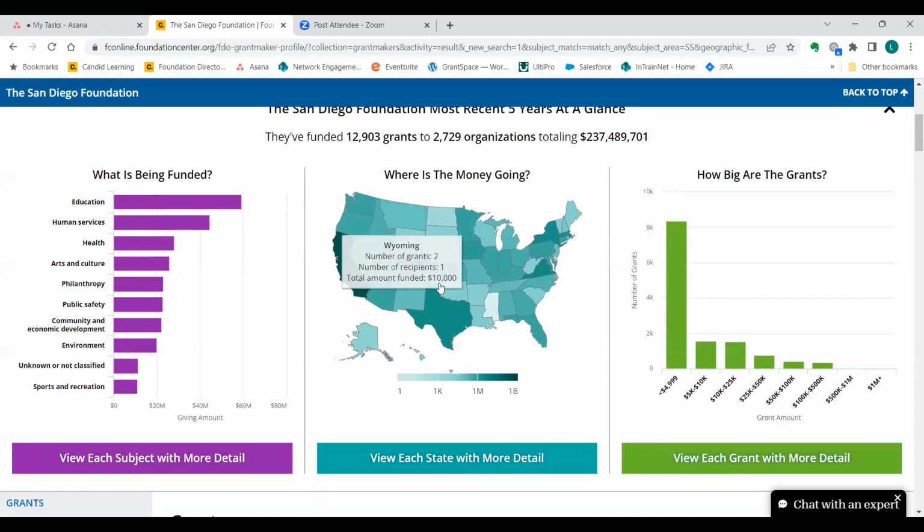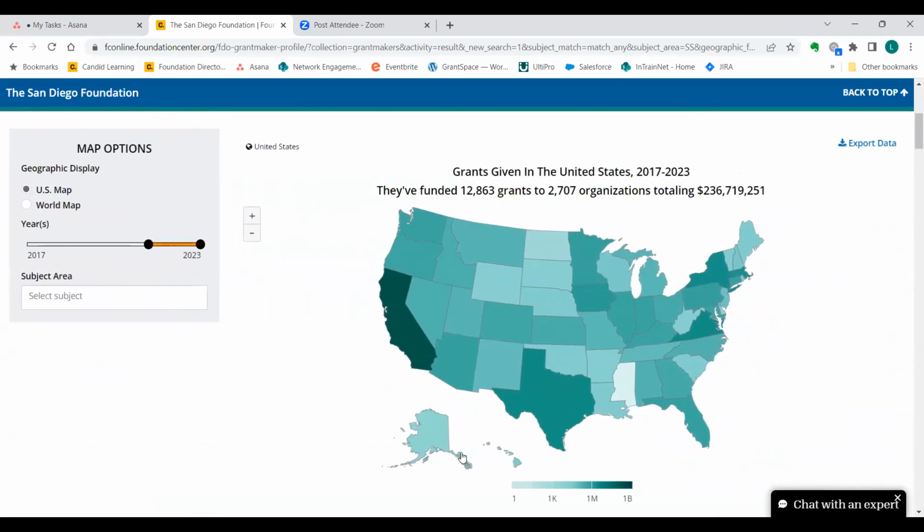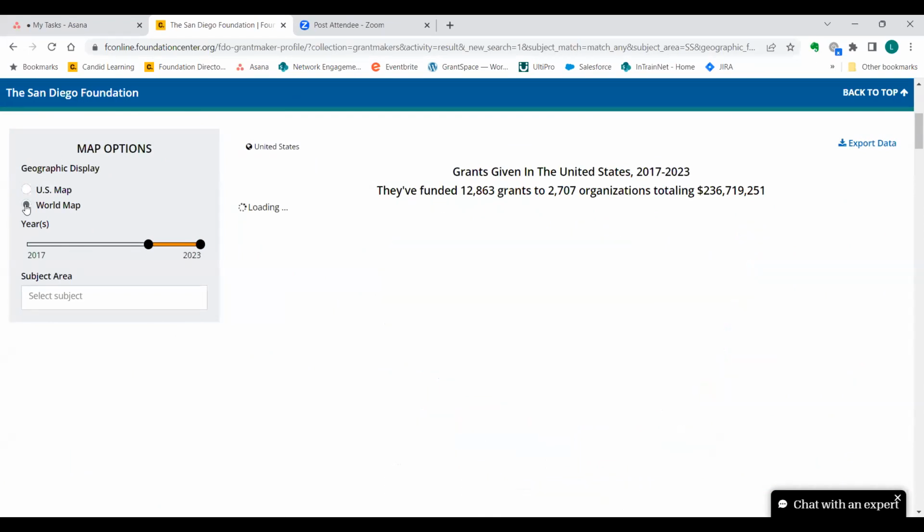Now, this map shows you where the money is going. Not surprisingly, a lot of it is in California, but this isn't the whole picture. So if you click on the view each state with more detail, it'll give you another map. And over here, you can select world map.